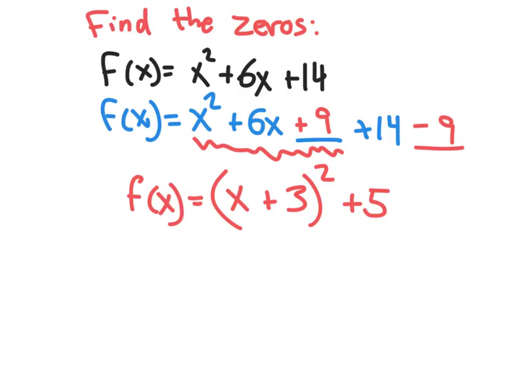Does that help us? Well, kind of, because if we think about the vertex, it's going to be negative 3, positive 5. This thing's opening up because the a value is 1, which means that this is not going to have real intercepts. It's not going to have real x-intercepts. It doesn't cross the x-axis. So when you're trying to find the zeros, you're not going to find real answers. They're going to be imaginary answers.